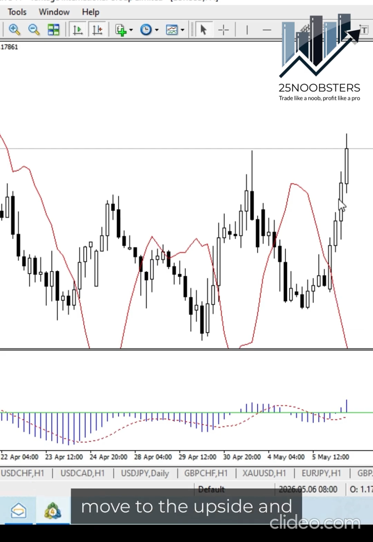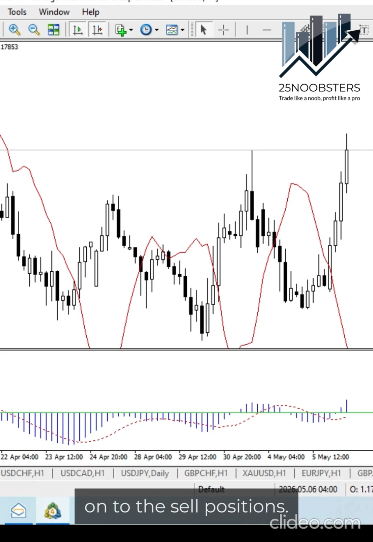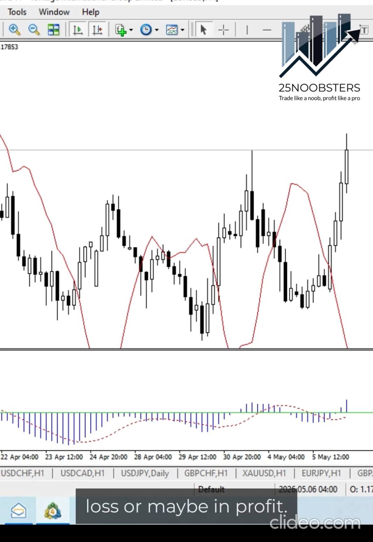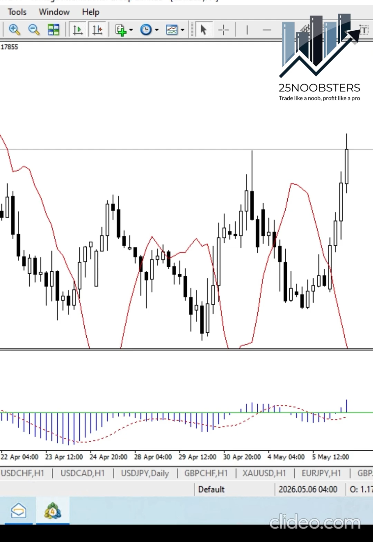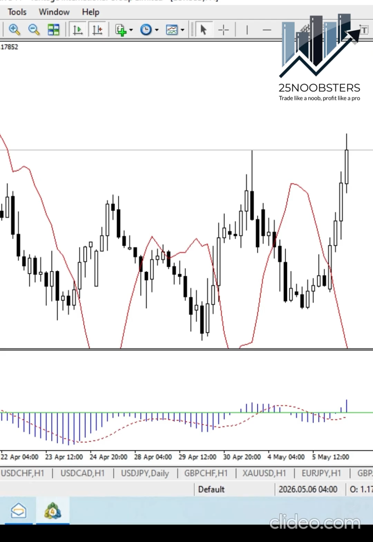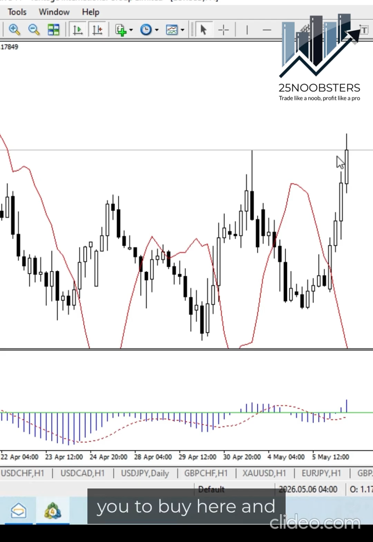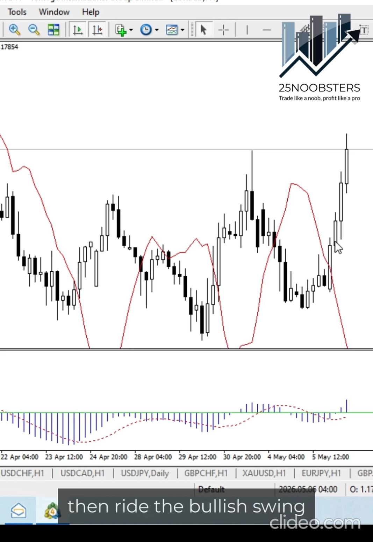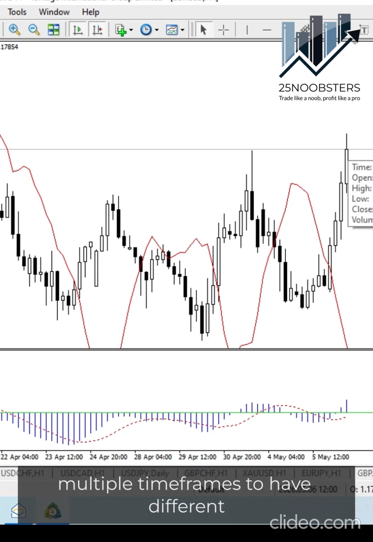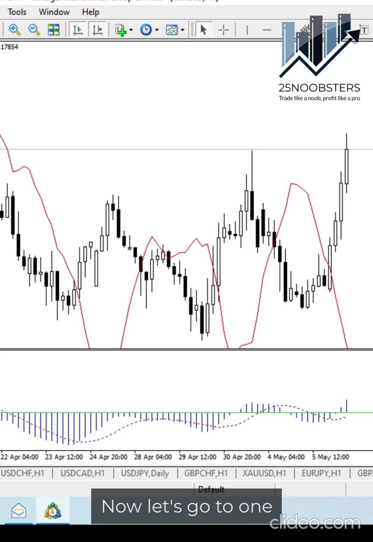So we can enjoy this move to the upside and take profit from our buy positions while holding on to the sell positions. And later on, we can manage our sell positions without loss or maybe in profit. So sometimes you will enter into a hedge kind of situation. The same indicator is asking you to keep holding your sell positions on the daily time frame, but this indicator is telling you to buy here and then ride the bullish swing in your buy positions and enjoy the profit. So this is how you can use this indicator on multiple time frames to have different kinds of trades. So now let's go to the 1-hour time frame.